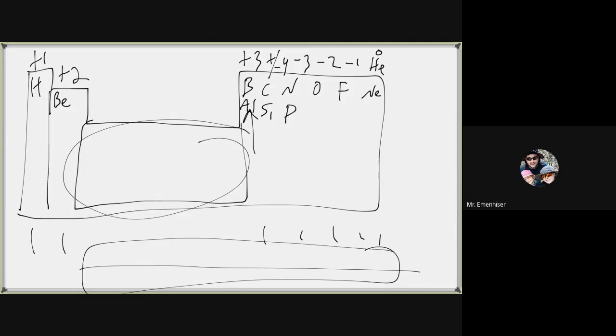Nitrogen, phosphorus, these are minus 3. Oxygen, sulfur, these are minus 2. Fluorine, chlorine, bromine, iodine, those are all minus 1. And then noble gases here at the end, group 8, no charges.